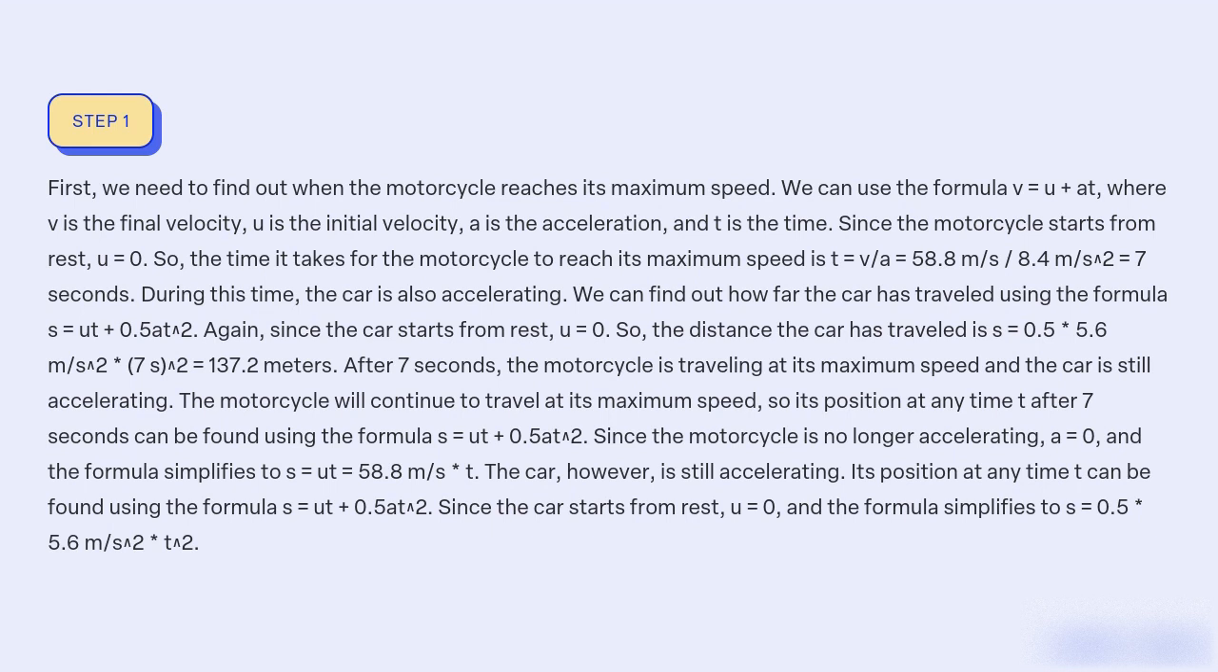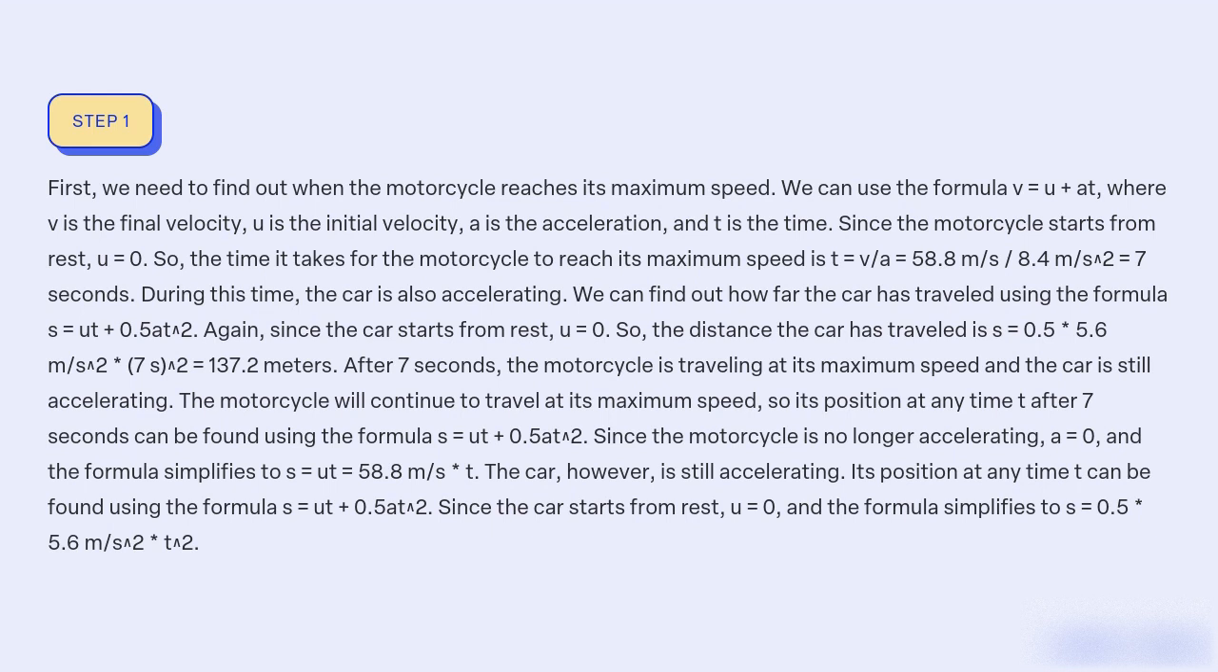The motorcycle will continue to travel at its maximum speed, so its position at any time t after 7 seconds can be found using the formula s = ut + 0.5at². Since the motorcycle is no longer accelerating, a equals 0, and the formula simplifies to s = ut = 58.8 m/s × t. The car, however, is still accelerating.